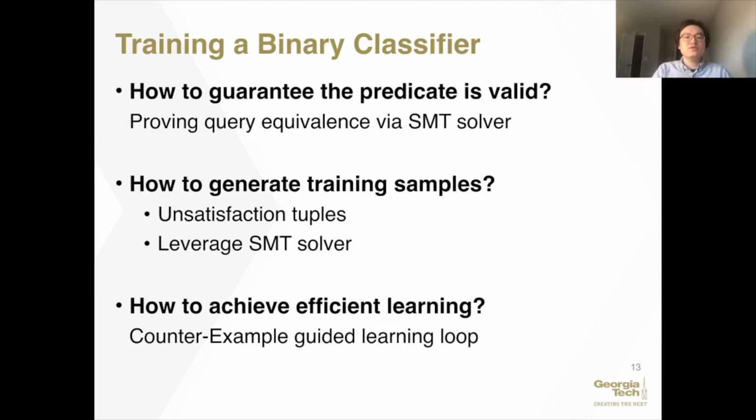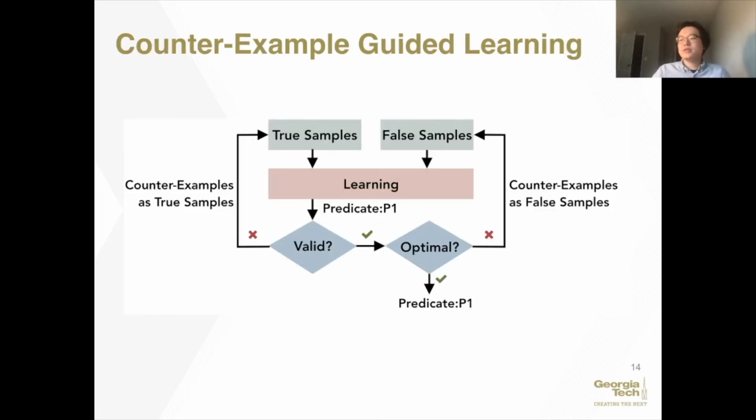The last question we need to answer is how to achieve efficient learning. As we said, not arbitrary predicates are going to be useful. We have to generate a predicate that's close to optimal. It turns out we can use what we call the counterexample guided learning loop, which I will explain in the next slides. So here is the counterexample guided learning loop.